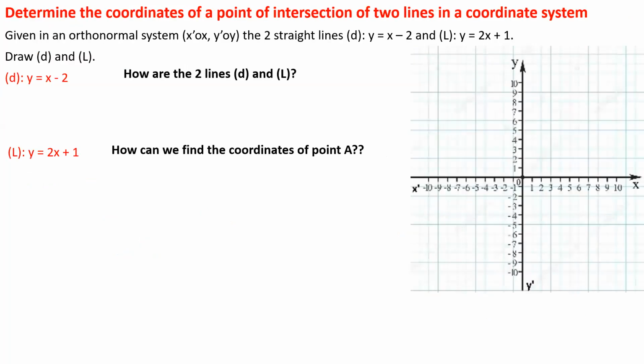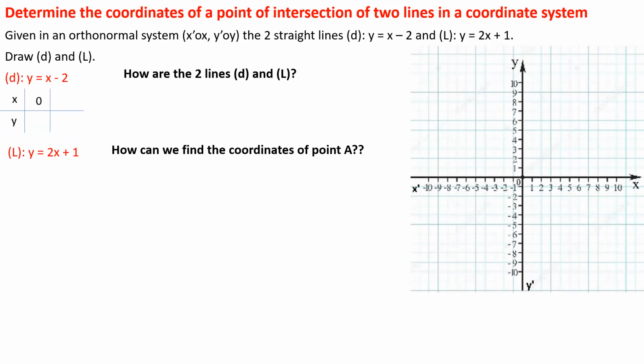Now, in a coordinate system, if we have two lines intersecting, they cut each other in the same point. How can we determine the coordinates of the point of intersection? Suppose I'm given two lines, D and L. D has equation y equal x minus 2 and L has equation y equal to x plus 1. First, we should draw line D and line L. So as we have drawn before lines, we draw a table here. In this table, we put two values, x and y.